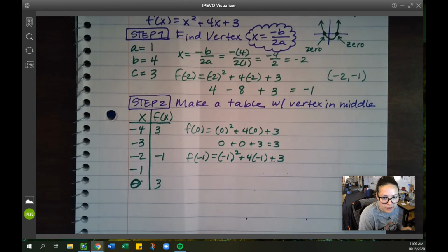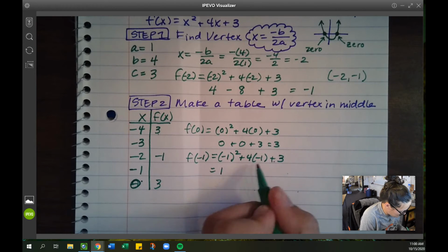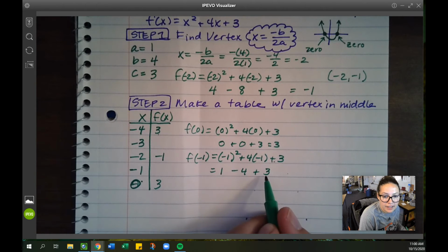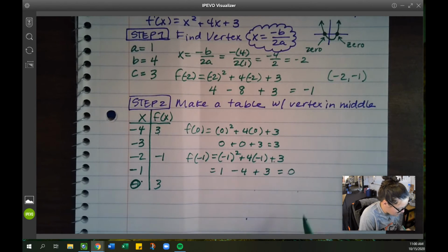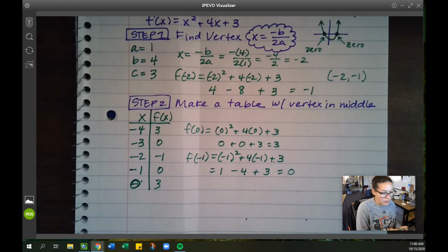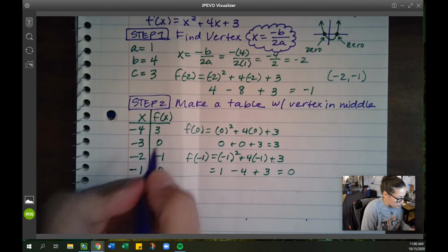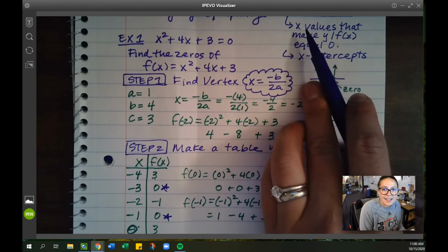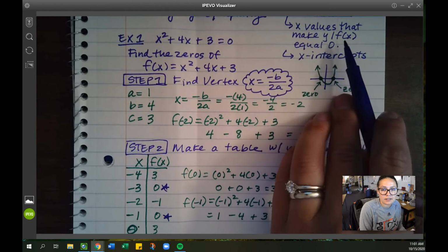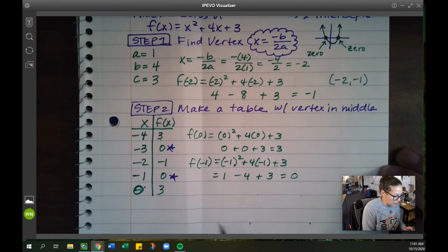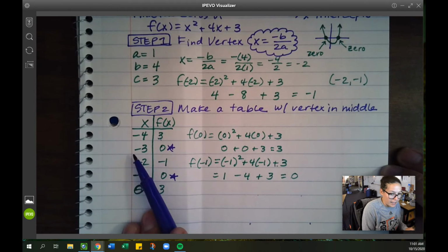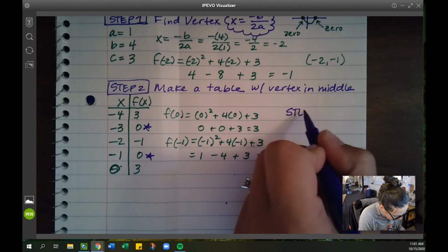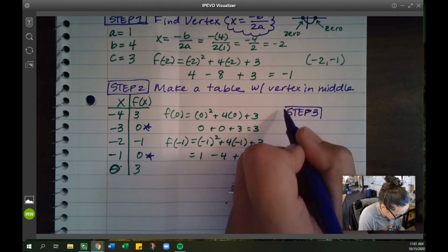So I'm going to do f of negative 1. Negative 1 squared is 1. That's a minus 4 plus 3. 1 minus 4 is negative 3, and negative 3 plus 3 is 0. Hey, we like that. Guess what? We just found the zeros of the function because what did we say the definition of a 0 is? It's an x value that makes y, or f of x, equals 0. And look, f of x is equal to 0 when x is negative 3 and when x is negative 1. And step 3 is to make our graph here.